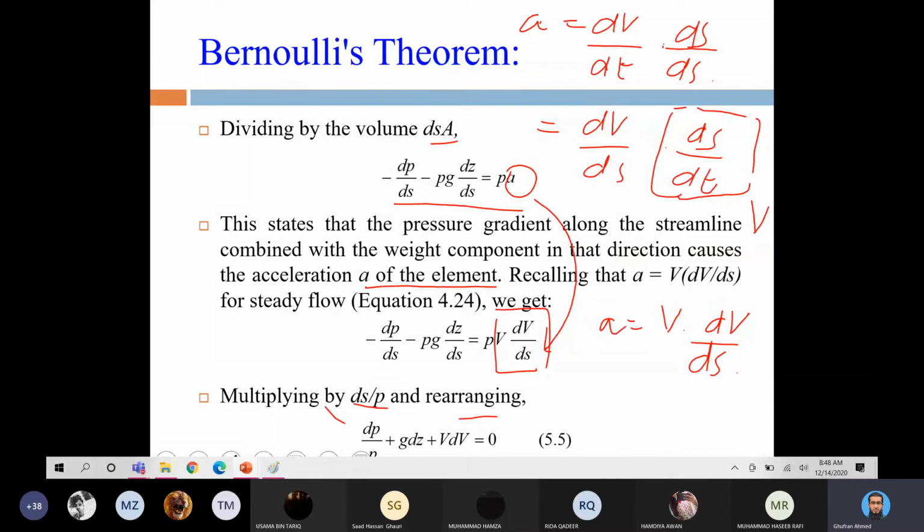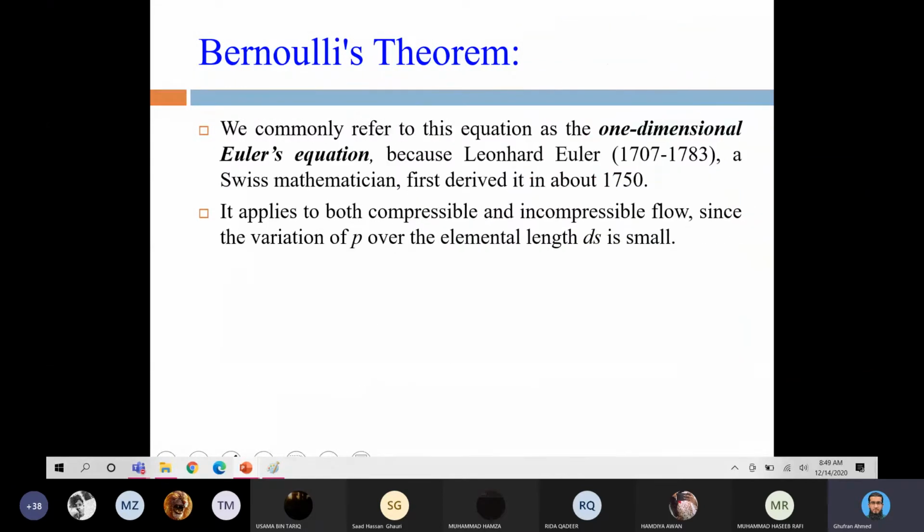So this equation, dP plus gamma dz plus rho V dV, we commonly refer to as the one-dimensional Euler's equation. Euler's equation is the equation of motion in which we consider only two forces: the force of gravity plus the force due to pressure. Similarly, if we add more forces to it, then the equation of motion would change from Euler's to, say, the Navier-Stokes equation, Reynolds equation of motion, etc.